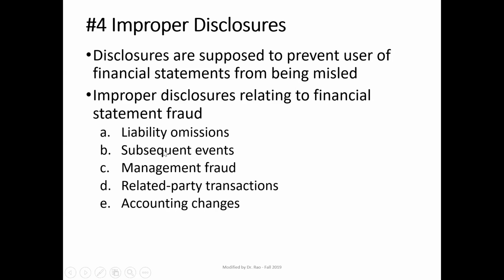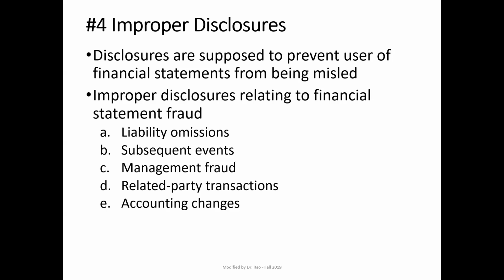Liability omissions, subsequent events. What are subsequent events? Anything that happens after year end, before the financial statements are produced. If they are significant, they have to be disclosed. They don't affect your journal entries in most cases, but they have to be disclosed in the notes. If you do not disclose that information, it could have an impact.